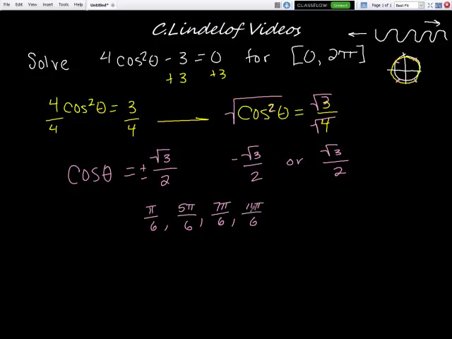Anything more than that, I'd be in a second turn. I'd be past 2 pi, right? So I started at 0, including 0, which is here, and I went all the way to 2 pi, including 2 pi, and these are the values I got.